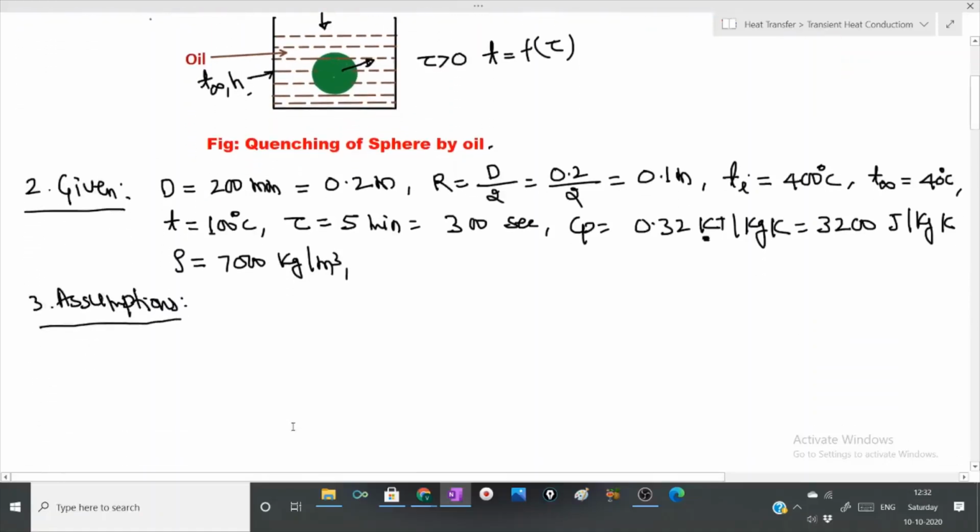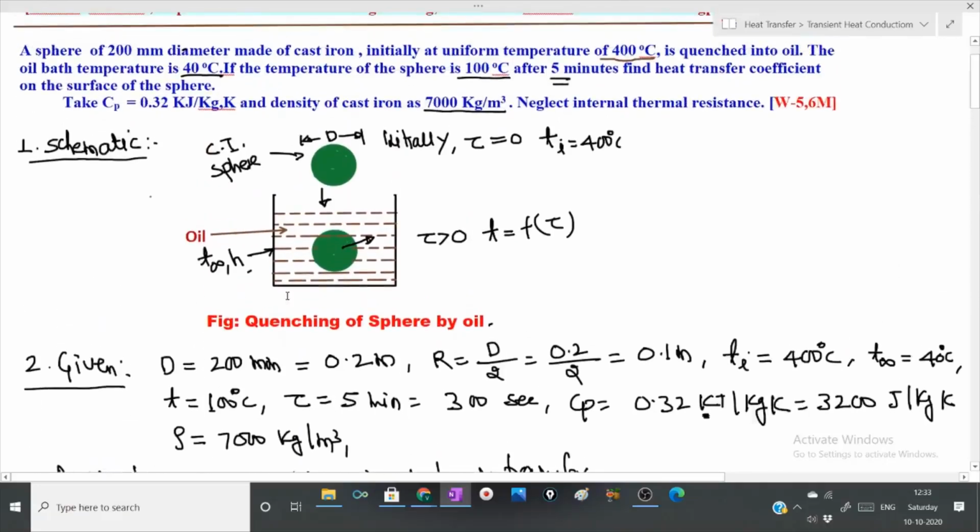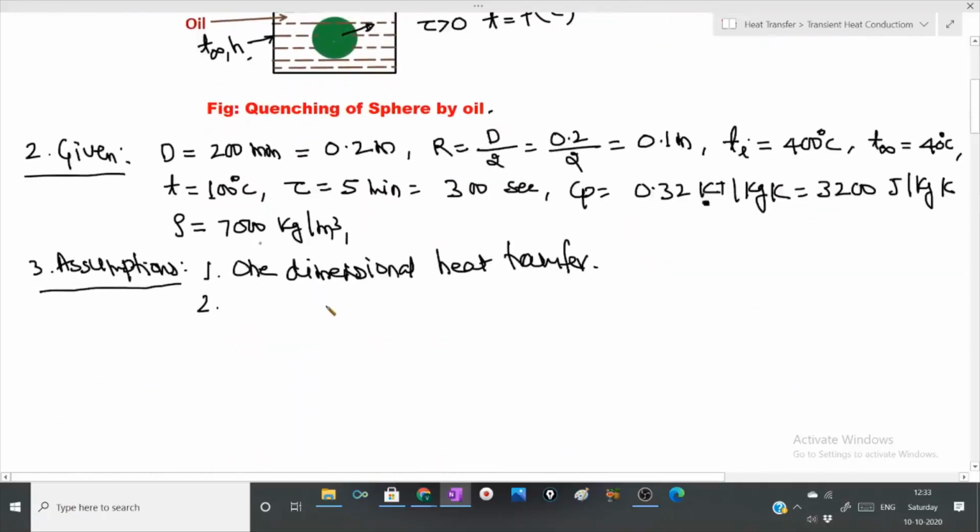Assumptions involved in this problem. Number 1, assumptions. During our entire heat transfer course, we are talking about one-dimensional heat transfer. Now here I cannot say it is a steady state because we are talking about an unsteady state heat transfer problem. Number 2, one assumption is already mentioned: neglect internal thermal resistance. So this will be assumption number 2.